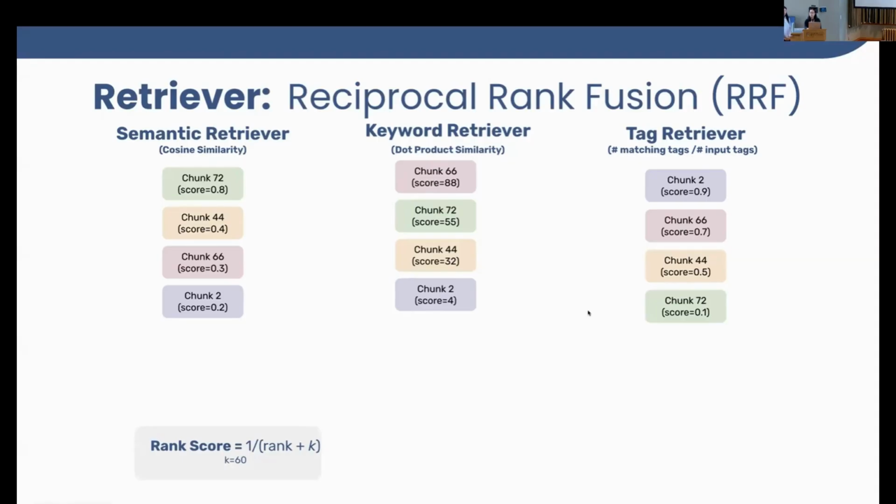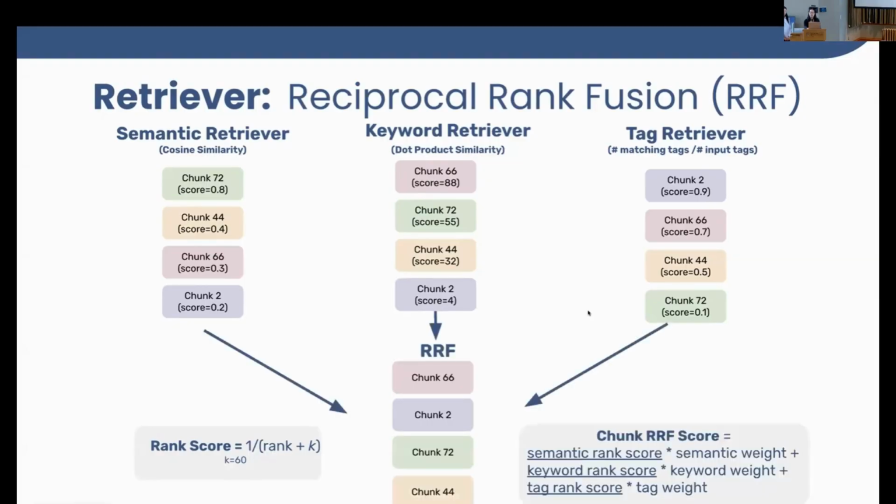We do this for each of our chunks and for all of the retrievers, and we compute an RRF score. This is just a weighted sum of the semantic rank score, the keyword rank score, and the tag rank score. This helps us produce one single merged list where we can see which chunks are most relevant, considering all of the different components of semantic, keyword, and tags. And from here, we take the top 10 most relevant chunks using the RRF score, and we pass this to the retriever.